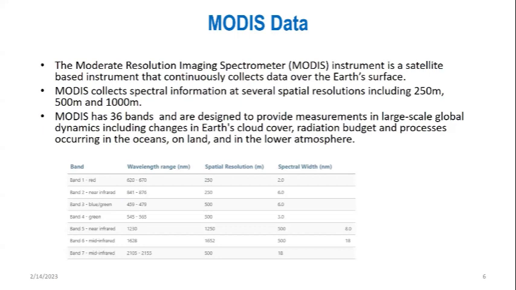It's very good data because it provides measurements of large-scale global dynamics, including changes in the Earth's cloud cover, radiation budget, and processes occurring in the ocean, on land, and in the lower atmosphere. I've just listed the 7 bands here because for us, we just need 2 bands, the near infrared and the red. Yeah. So up to here.